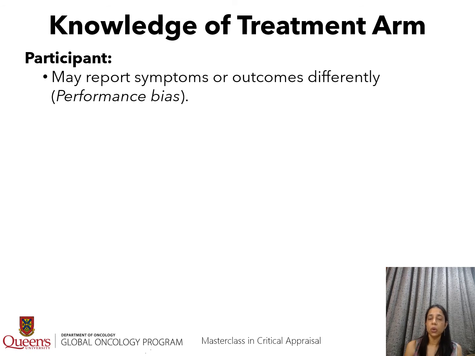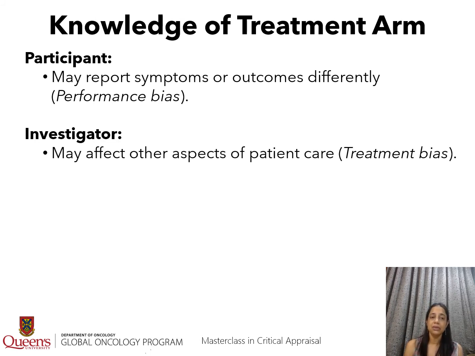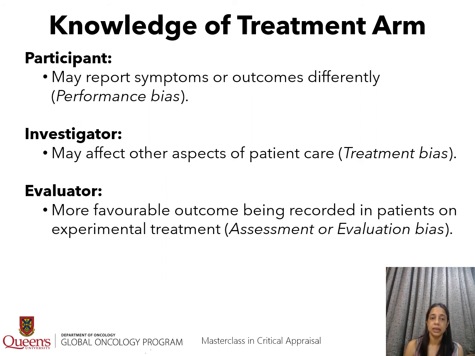Now, if you have knowledge of the treatment arm, that is whether you're in the experimental arm or the standard arm, individuals may behave differently. For example, participants may report symptoms or outcomes differently, and this is what we call a performance bias. The investigator may treat patients on the experimental arm better. This is known as a treatment bias. And evaluators may report more favorable outcomes in patients who are on the experimental treatment. This is an assessment or evaluation bias.